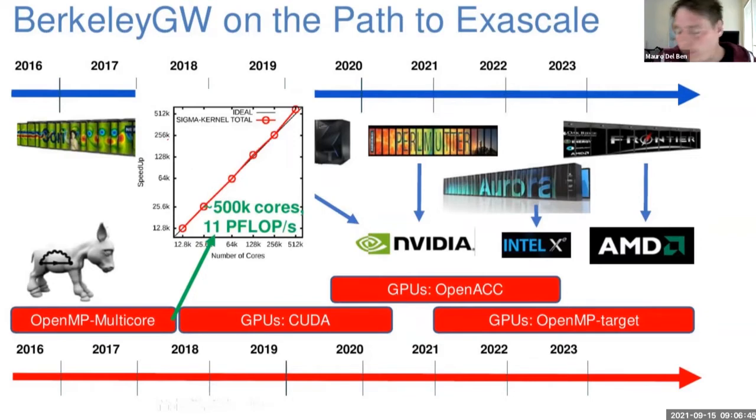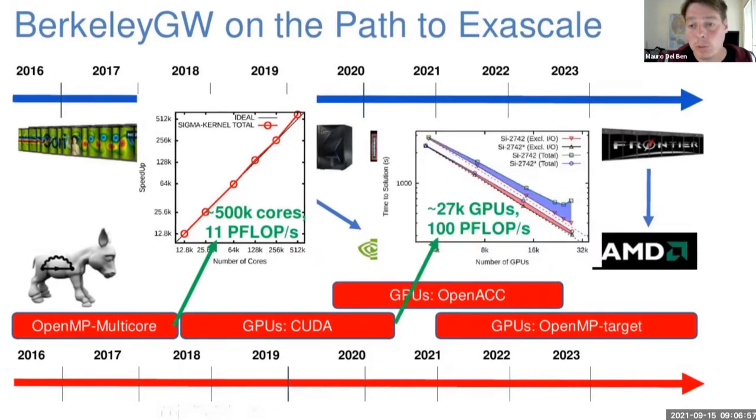Then the GPU revolution came about, and so we had to start working to port our application to take advantage of that kind of hardware solution. Back then, there were not that many options. CUDA seemed to be the most promising. And after a few years of optimization, we have been able to scale to the entire Summit system, which a couple of years ago was the number one supercomputer in the world.